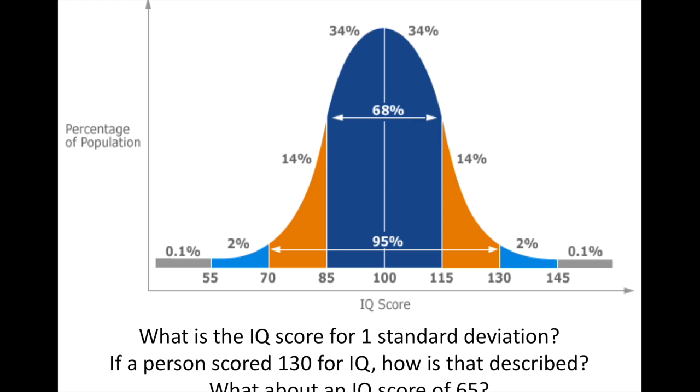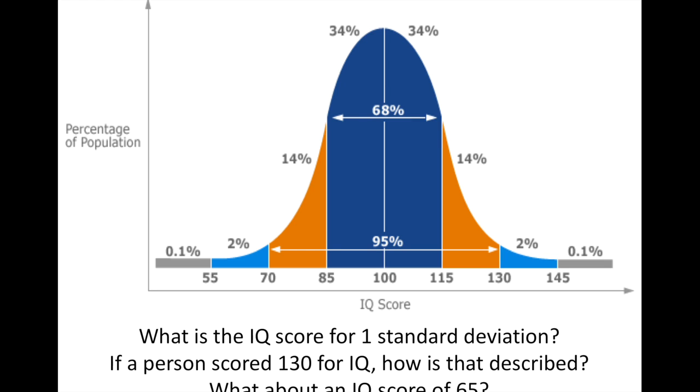So in the orange there, you have those people who have an IQ between 115 and 130. And then in kind of the medium blue, you'd have the 130 to 145, and the gray, you have those top 0.1 percenters or bottom 0.1 percenters having an IQ score of either lower than 55 or higher than 145.